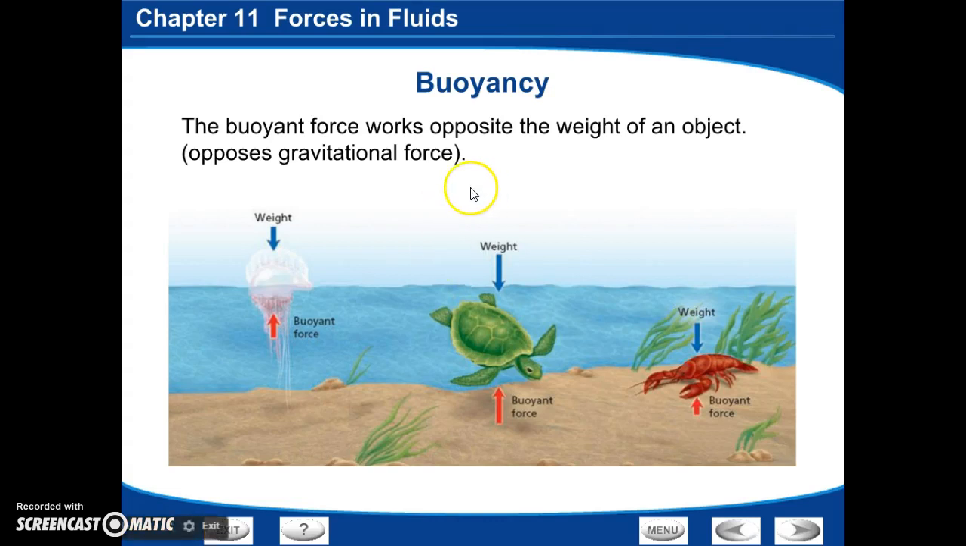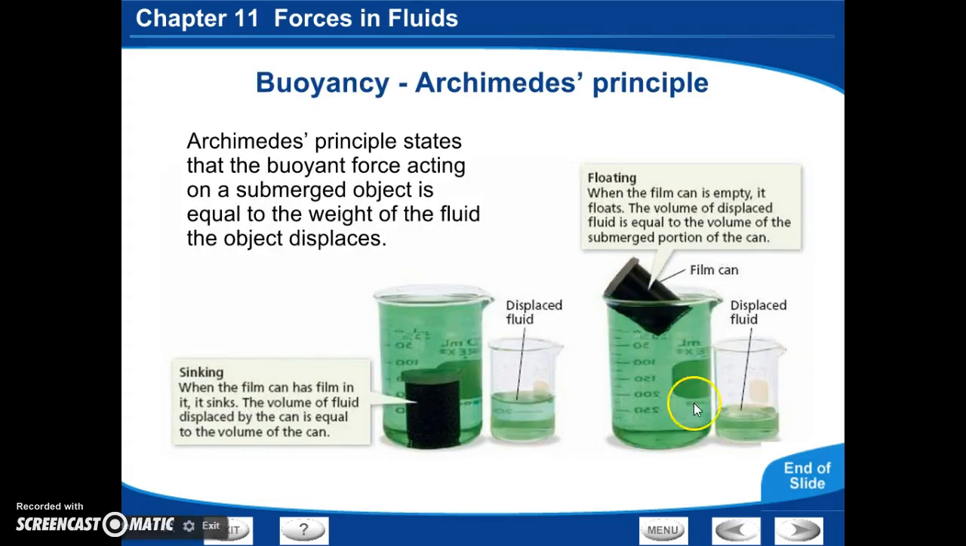The buoyant force works opposite of the weight. Remember, the downward gravitational force is the weight, and the upward force is the buoyant force. If you have something like a jellyfish where the weight's not very much, the buoyant force is going to allow it to float on the top of the water. Then you have something like a turtle, where the weight's pretty decent, and the buoyant upward force working on it and the weight are going to be equal. That's how the turtle can be in the middle, in neutral buoyancy. And then the downward pull of gravity or weight on this lobster is going to overcome the buoyant force. That's why it's crawling on the ground.